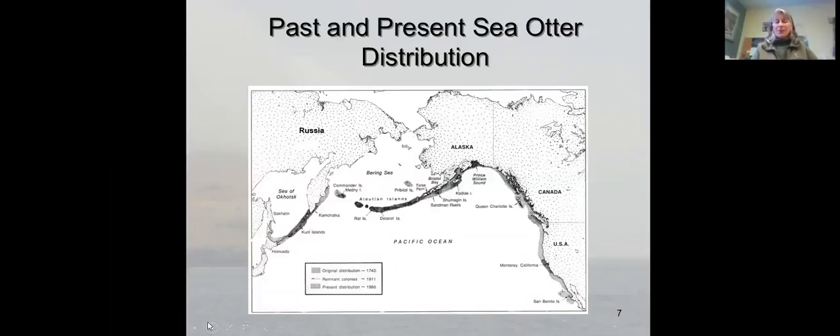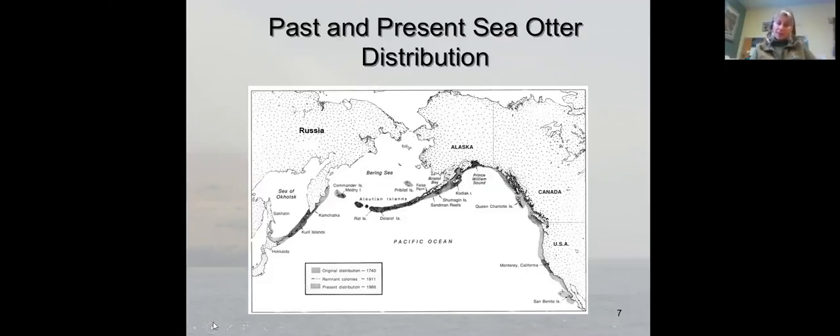This is a very dated map, but it's a good one. So it's an oldie, but a goodie. And it shows the complete range of the sea otter globally, going down to Baja, Mexico in the lower right corner all the way through northern Hokkaido in Japan to the left.